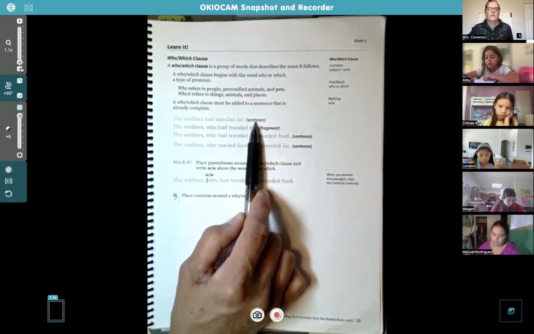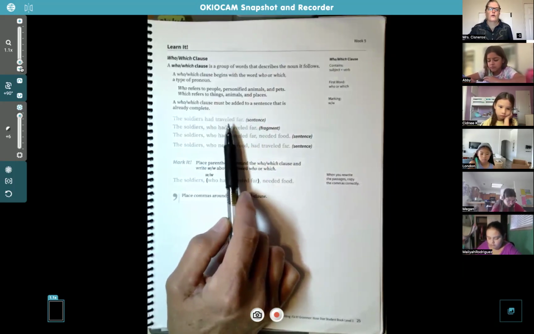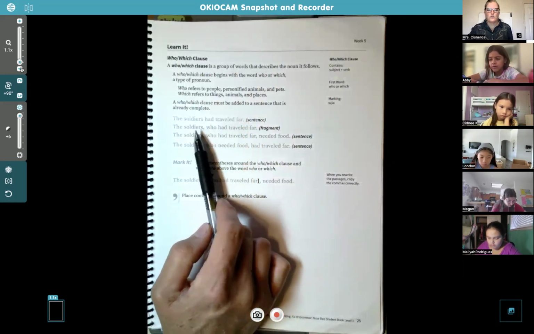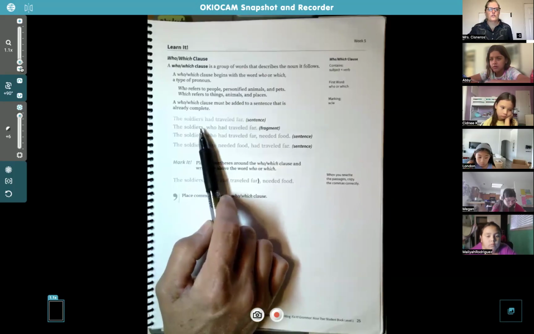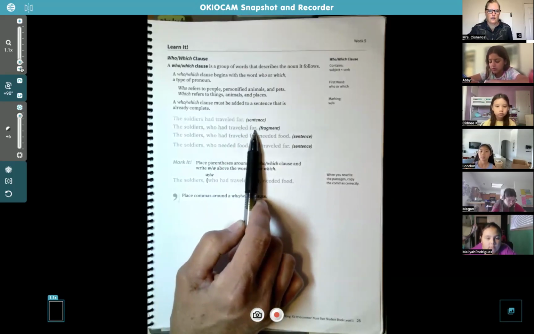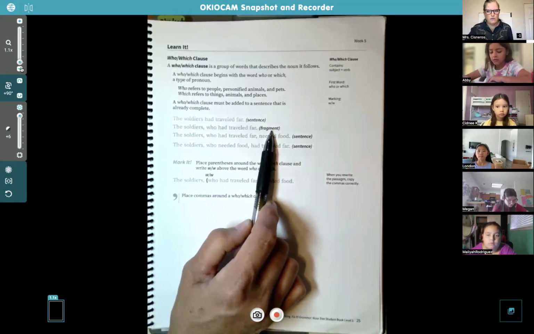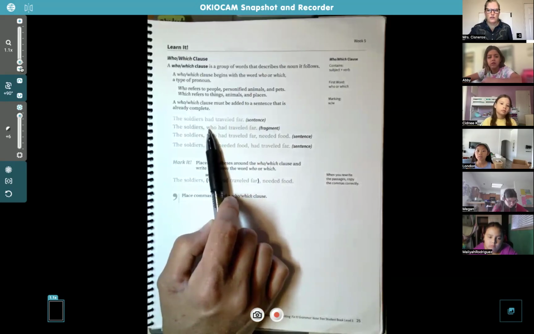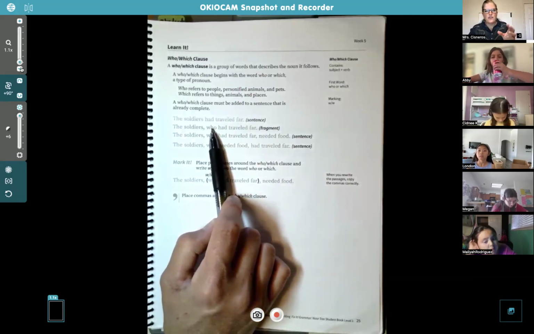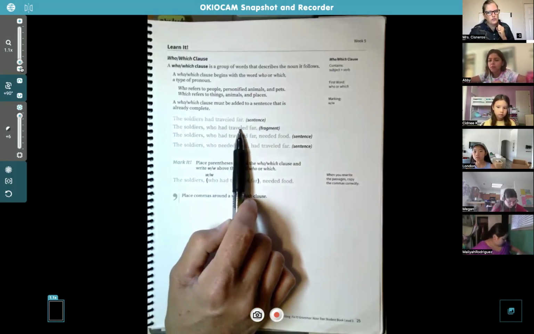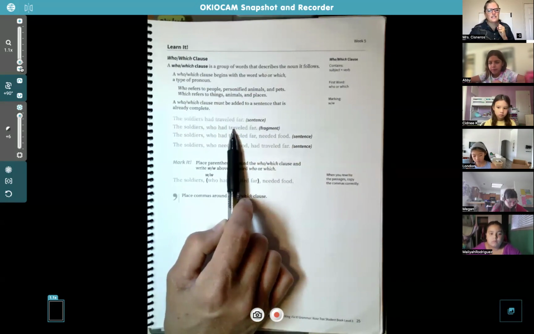But if we just plug in a who or a which, it's no longer complete. So look at the next example. The soldiers who had traveled far. All they did was add who, but now it says fragment, and fragment means it's not a complete sentence. So here's what happens when you put who in the sentence. It robs that verb. It steals it from the main sentence. So had traveled, those are the verbs there. It takes that away from the original sentence. So you have to add another verb after it in order for it to make sense.